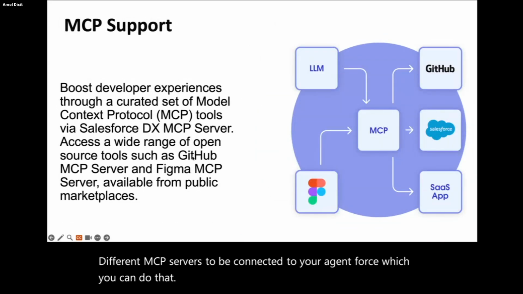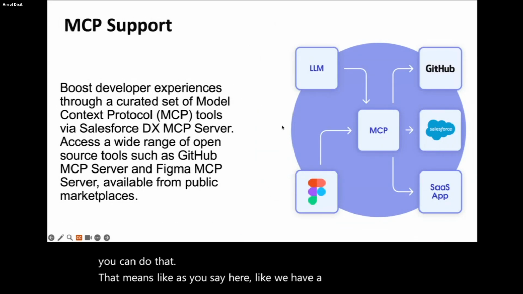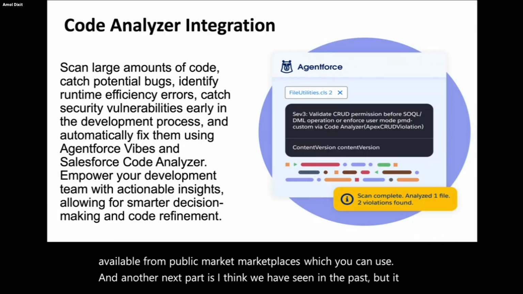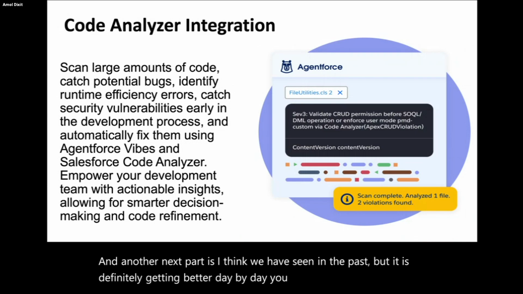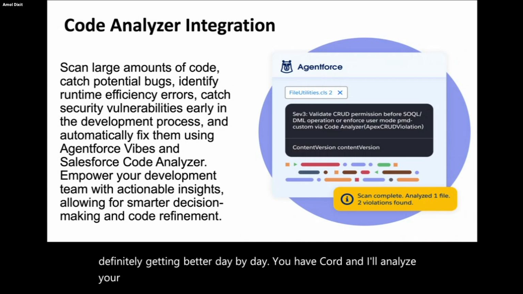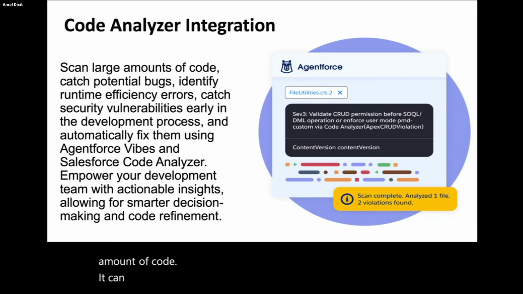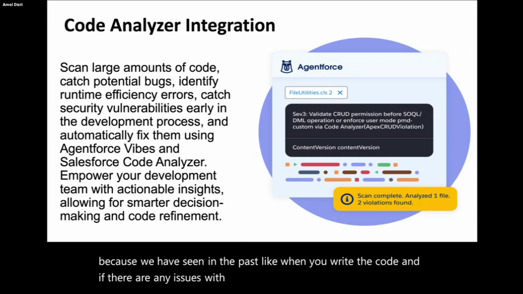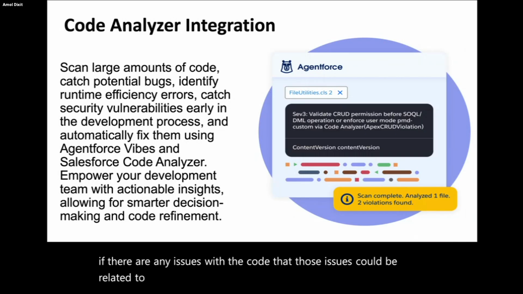That means, as you say here, we have a lot of MCP servers available from public marketplaces which you can use. And the next part, which I think we have seen in the past but is definitely getting better day by day, is code analyzer integration. What it does is scan a large amount of code. It can find potential bugs and identify runtime efficiency errors. We have seen in the past that when you write code, there could be issues related to governor limits, or you didn't follow best practices. It can literally catch that for you.